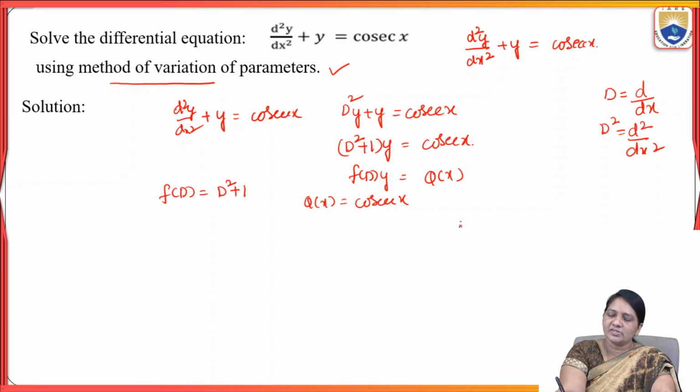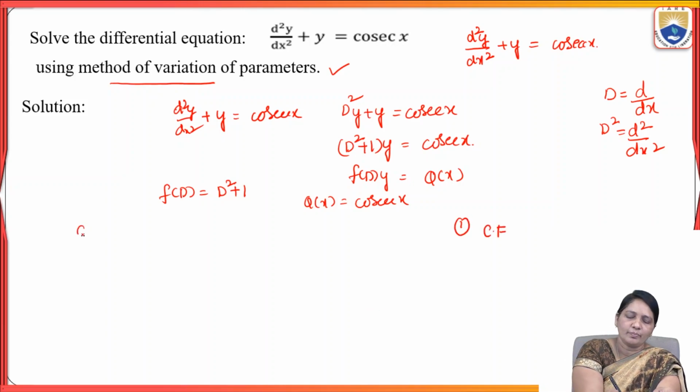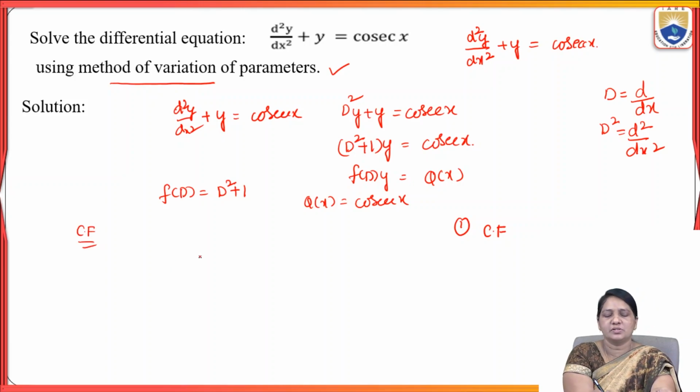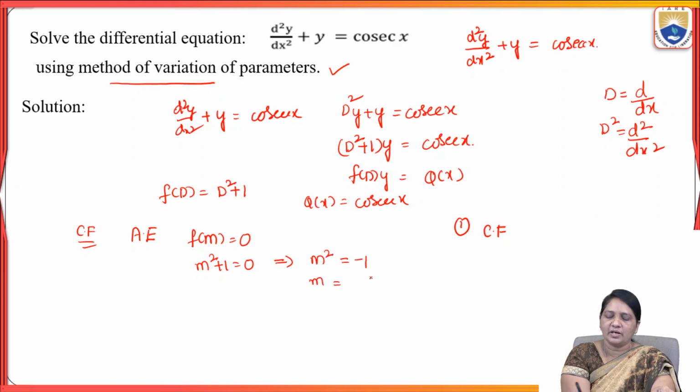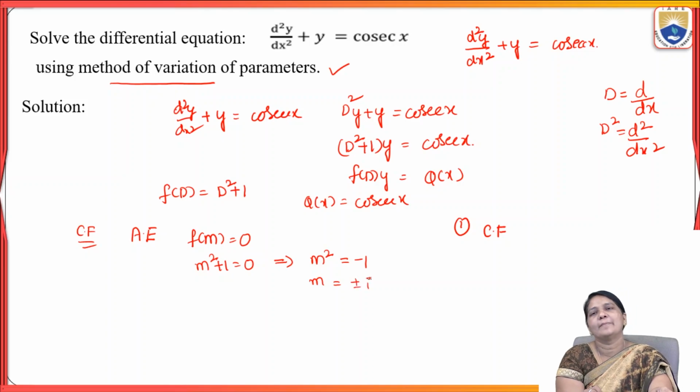We have to see. In the first step, we are going to find the complementary function. To find the complementary function, we already know the procedure. We need the auxiliary equation. What is the auxiliary equation? That is f of m is equal to 0. F of D is d square plus 1. What is the f of m value here? In place of D, we replace m. So m square plus 1 is equal to 0. That implies m square is minus 1. So finally, I get plus or minus i. This is the m value.